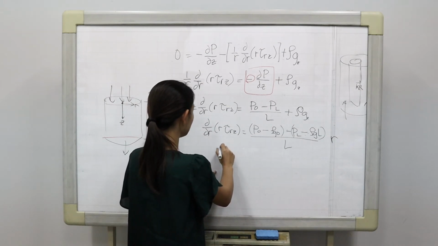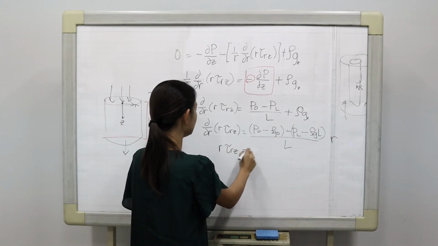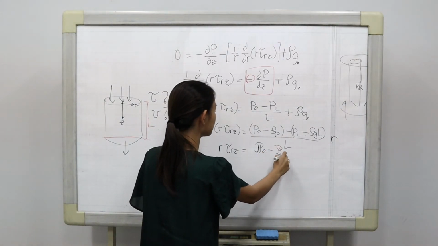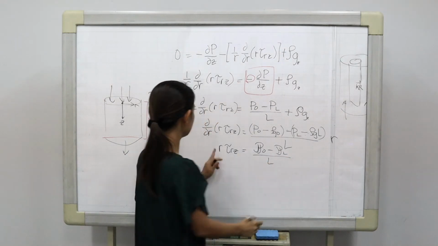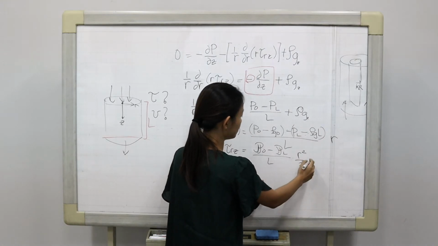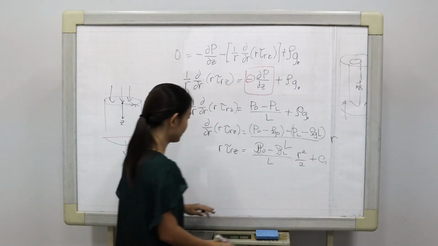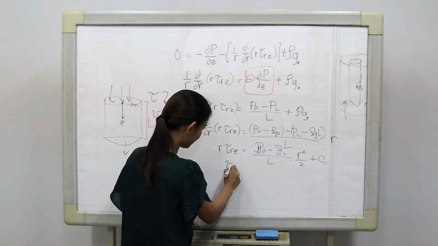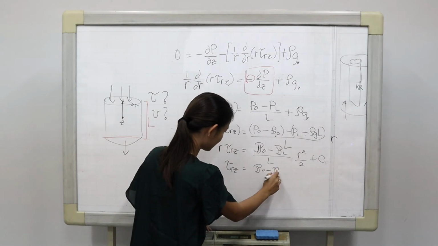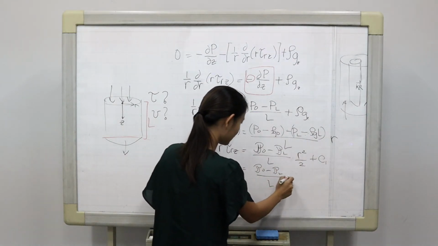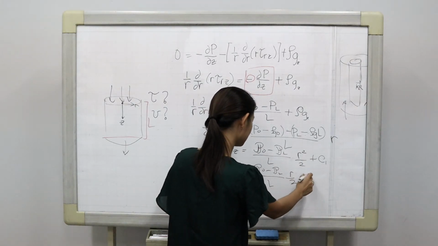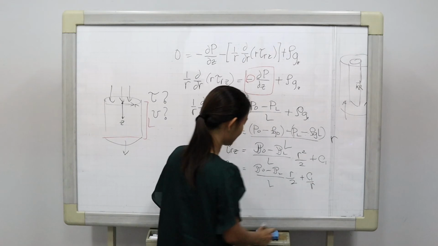I got R tau RZ equal to modified pressure 0 minus modified pressure L over L integrations R square over 2 plus constant 1. So what I got is tau RZ is over L times L divided by 2 plus C1 divided by R.